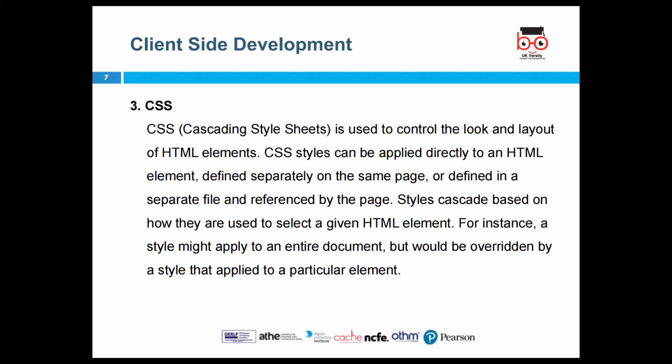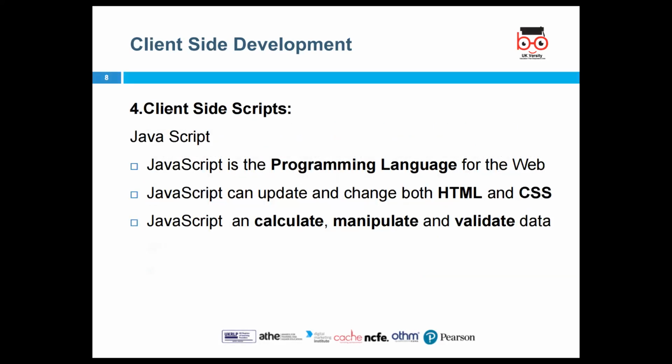CSS, which is a cascading style sheet, is mainly used as a layout, and it allows us to give a cool design to our web page, which is not anymore just plain text and images, but it can now have a really nice design through CSS. And lastly, we have JavaScript, which is the actual programming language that sits at the back of HTML and CSS. And it basically allows us to calculate, manipulate, and validate data.